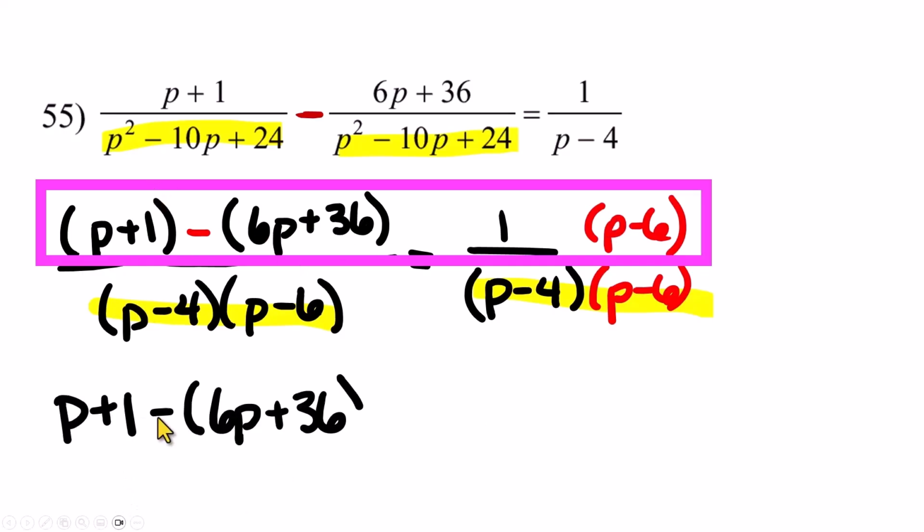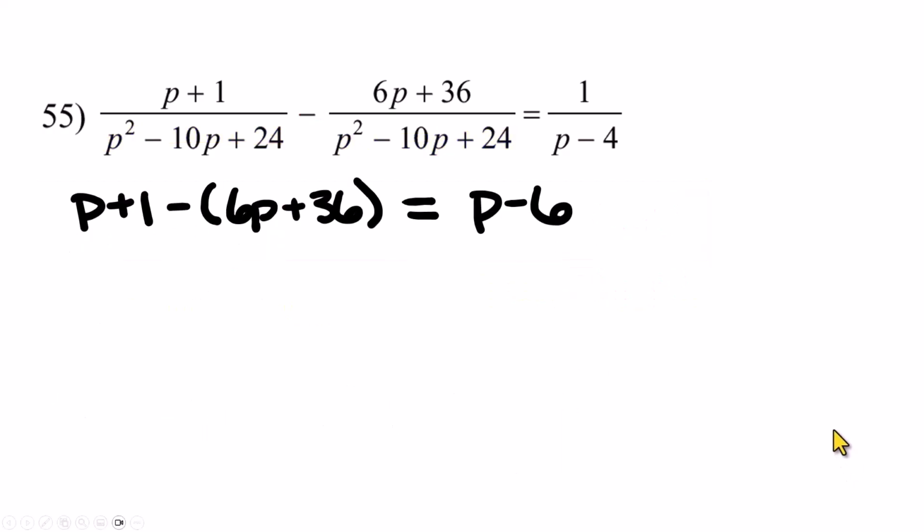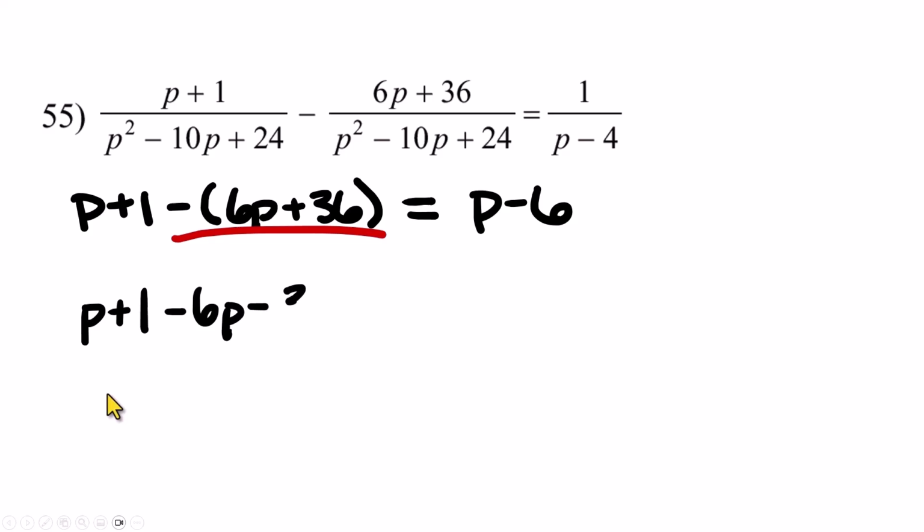So now I have p plus 1 minus the quantity 6p plus 36 equals 1 times p minus 6. No more fractions. So now let's work with this. Big mistake can happen right here. Remember, this is the last question on somebody's test somewhere. So they're tired and they are going to make a sign mistake right here. When you are subtracting a quantity, everything inside gets its sign changed. So p plus 1 is going to come down, but this will be negative 6p minus 36 equals p minus 6.